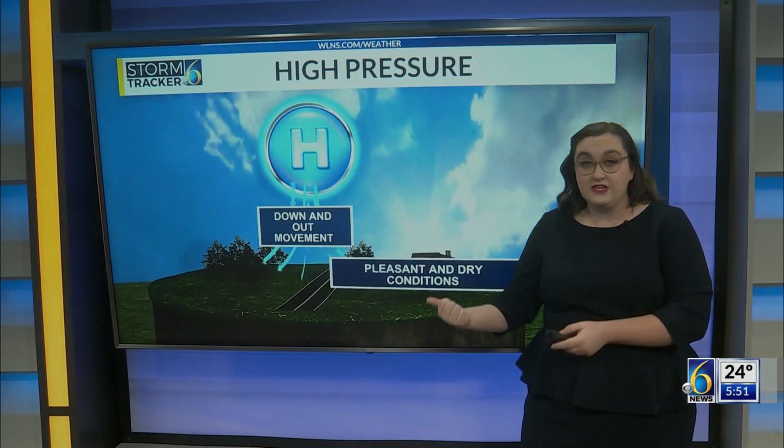Shifting gears now to the other pressure system on the map, that is a low pressure system, or big red L. Low pressure systems are often an indicator of changing weather conditions. That's because air moves inward and upward along with the low pressure system. This allows moisture to rise and eventually creates clouds. If the clouds are given enough time and enough moisture, they can grow big enough to create some storms.